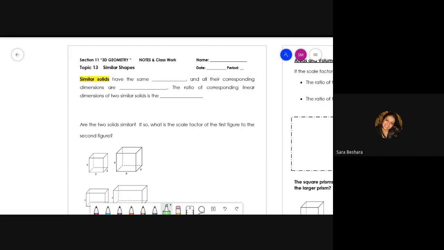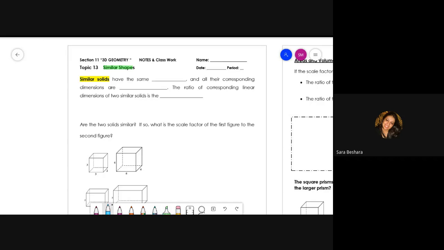So this lesson talks about similar shapes. We did talk about similarities before when we did triangles. It's kind of the same process, but it's a little different since we are dealing with 3D, versus the triangles, which were only 2D. So before we get started, let's go ahead and define what a similar solid is.